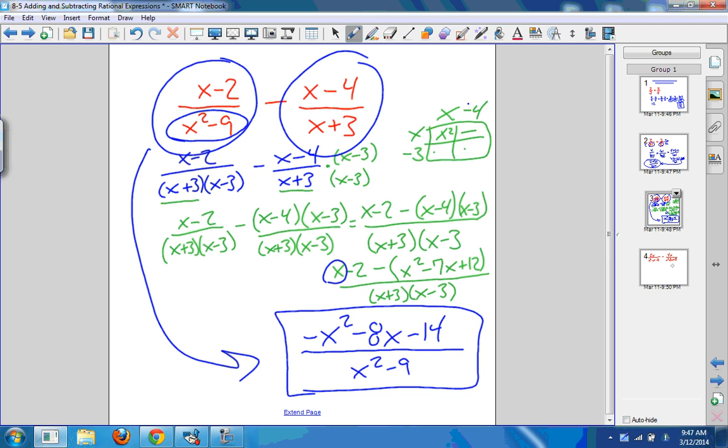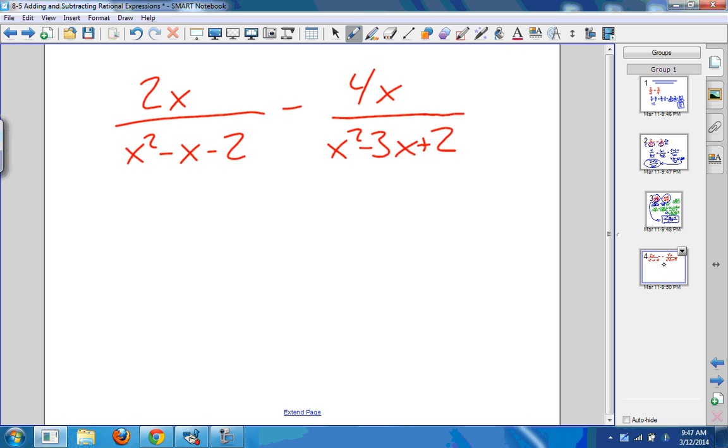Alright, let's look at the last one. So here we have two fractions. They're looking pretty ugly. So whenever we see an x squared, an x, and something else, the first thing we should be thinking about is factoring. So let's factor. So this is going to be x minus 2, x plus 1.